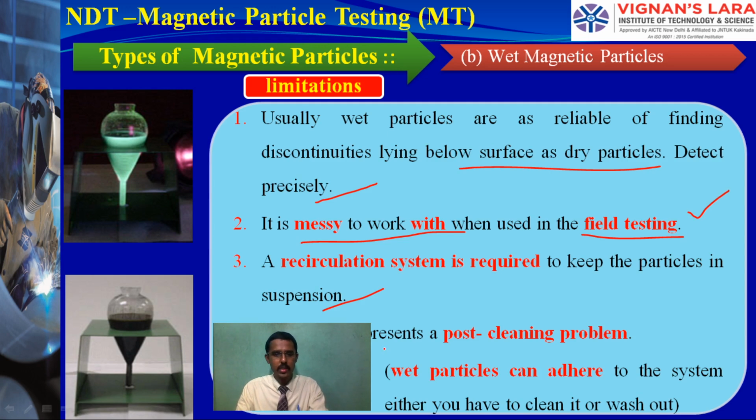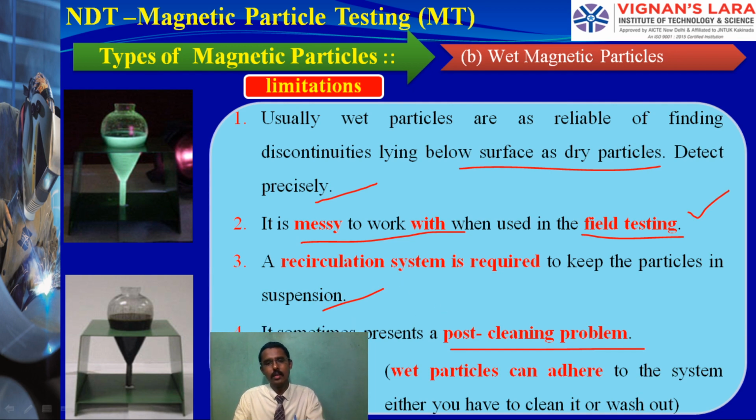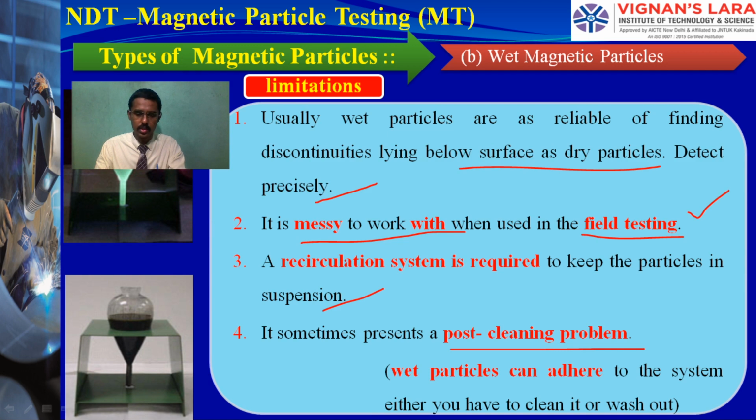It sometimes presents a post-cleaning problem. So that is what the post-cleaning problem leads to, a messiness. That is how we understood this. Wet particles can adhere to the system. Either you have to clean or wash out. Something you have to do because it is already wet.